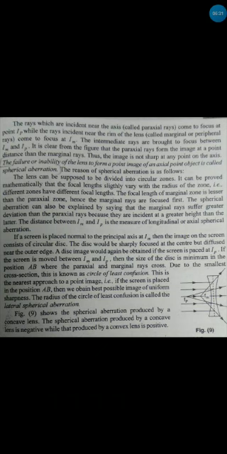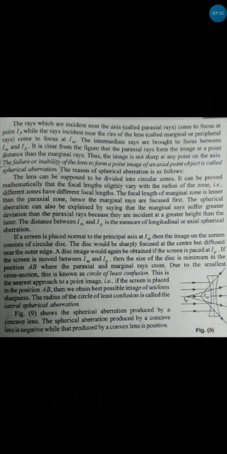If the screen is placed normal to the principal axis at IM, then the image on the screen consists of a circular disc. The disc would be sharply focused at the center but diffused near the outer edge. A disc image would again be obtained if the screen is placed at IP. If the screen is moved between IM and IP, then the size of the disc is minimum at position AB, where the paraxial and marginal rays cross. Due to the smallest cross section, it is called the circle of least confusion. The radius of the circle of least confusion is called lateral spherical aberration.